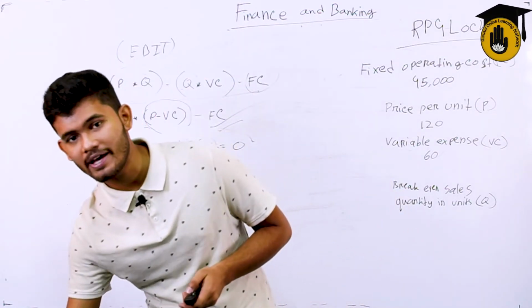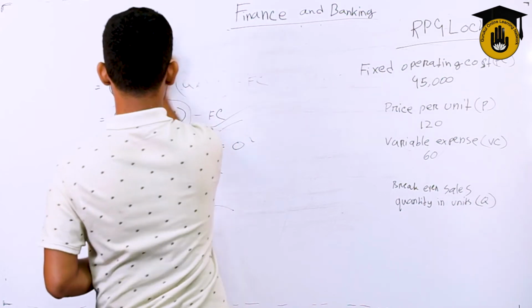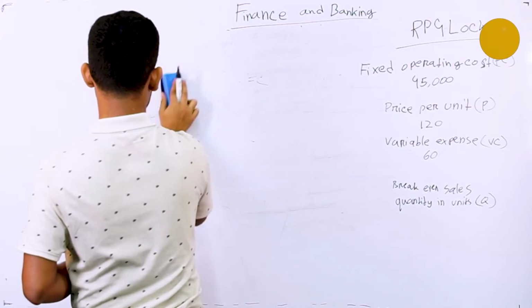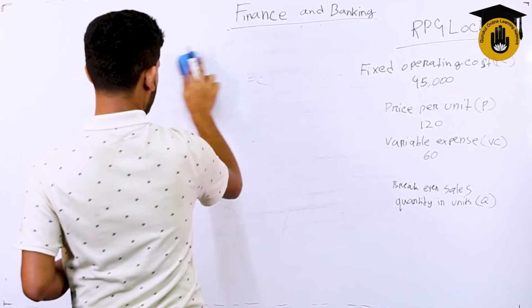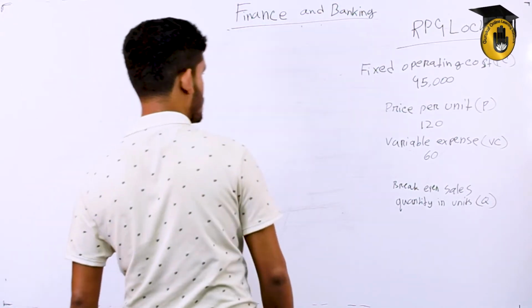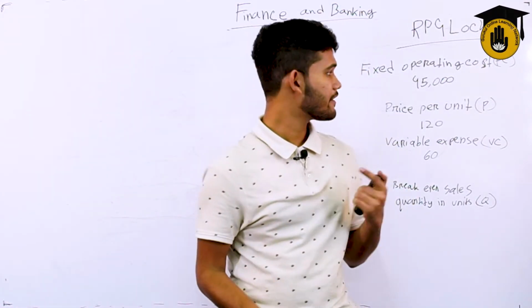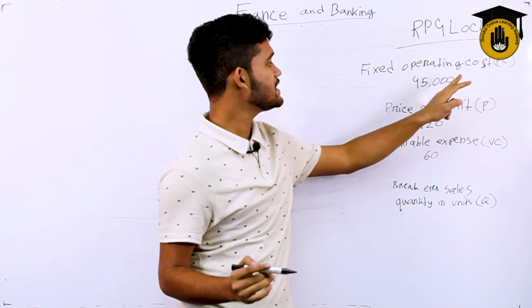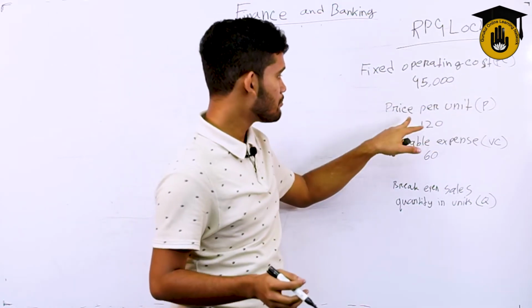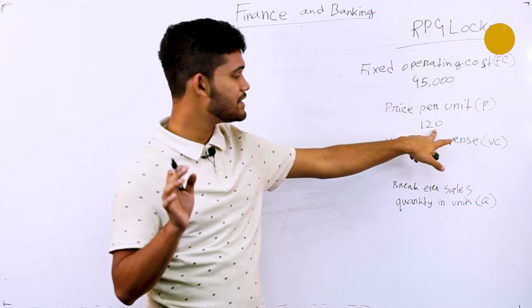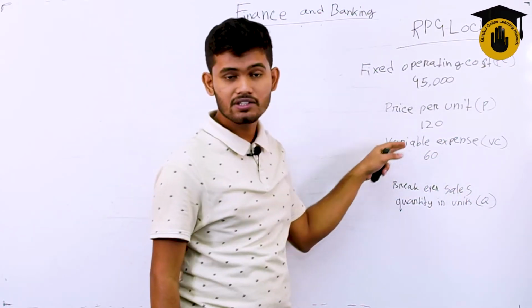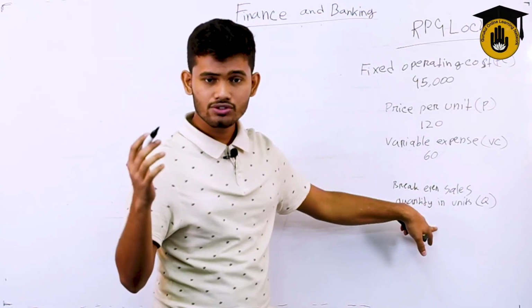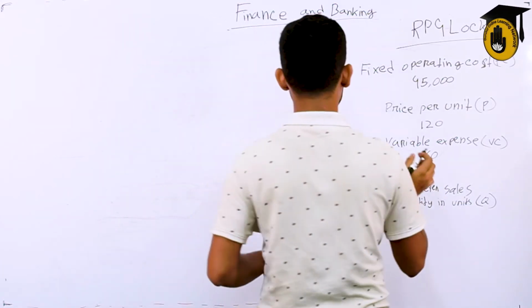So now we will do a math problem for that. As mentioned, RPG logs the company's fixed operating cost, which is the FC, as taka 45,000, the price per unit, P, is taka 120, and the variable expense is taka 60. The variable expense is the VC, and the break-even sales quantity in units will be Q. We'll work that out later. So let's take a look at the maths.